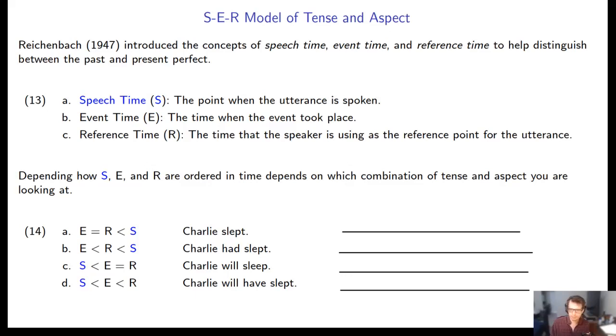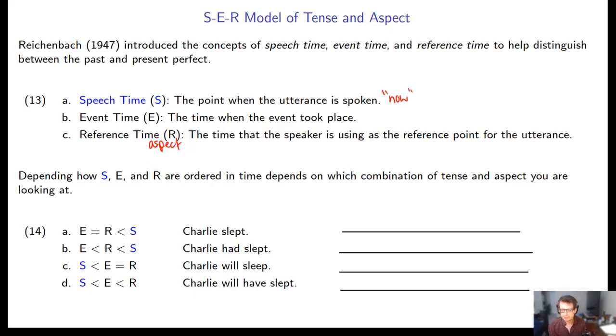Speech time is the point in time where you're speaking, usually now. The event time is when the event took place, where the running or the jumping happened. The reference time was introduced for aspect. This is the time that the speaker is using as a reference point. Conceptually, this might be a little difficult to grasp, so let's take a look at some examples.